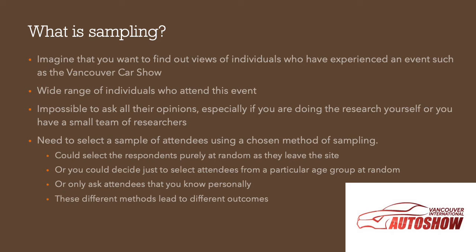So when you go to do your sample, lots of different things you could do to choose that sample. You could basically, as people are leaving the site, just randomly choose people and survey them. Or maybe you just want to talk to a particular age group, maybe university students. So you go into the crowd and you just target university students. Or maybe you just want to talk to friends of yours, people that you know personally, and you want to find out what they thought of the Vancouver International Auto Show. All of these different groups that you might have put together, you would probably get very different responses from them.